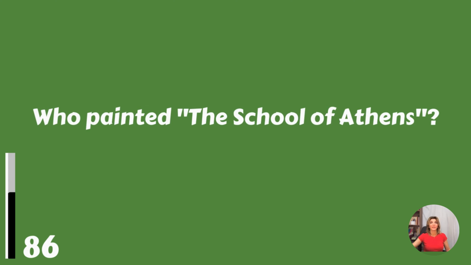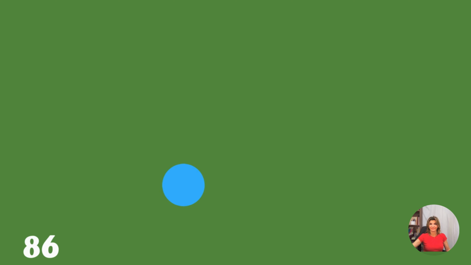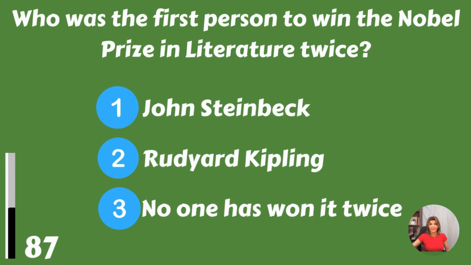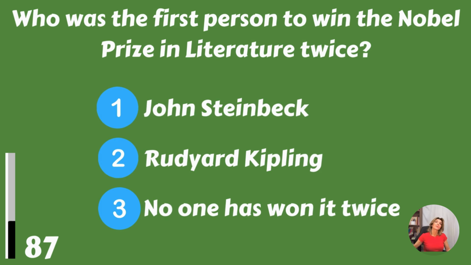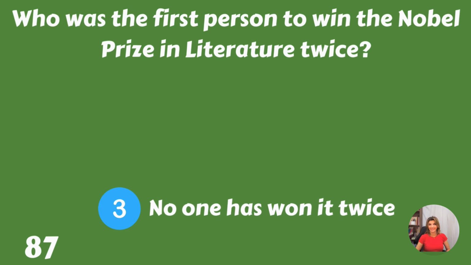Who painted the School of Athens? Raphael. Who was the first person to win the Nobel Prize in Literature twice? John Steinbeck, Rudyard Kipling, or no one has won it twice? No one has won it twice.